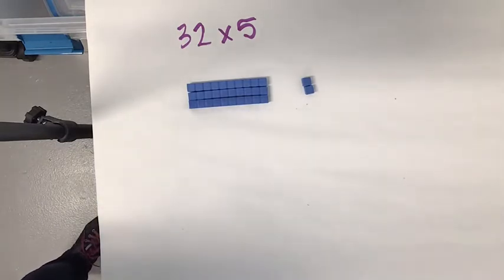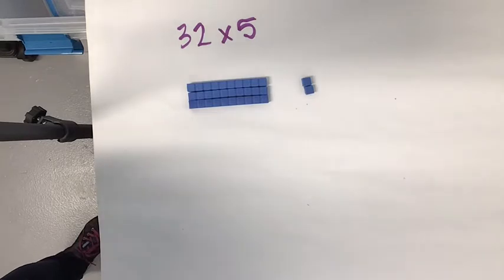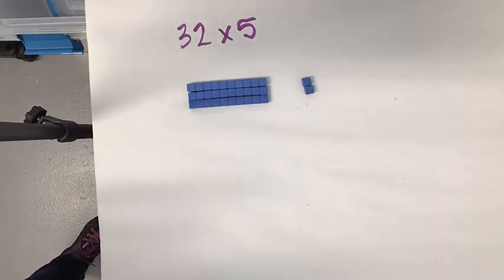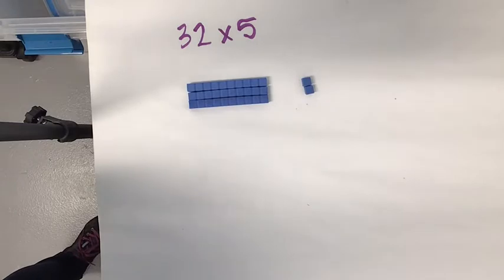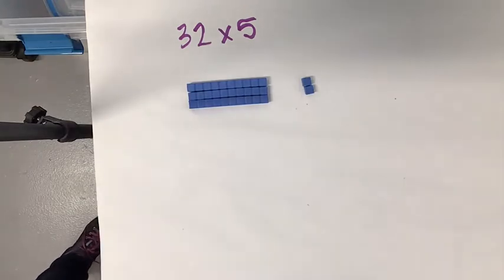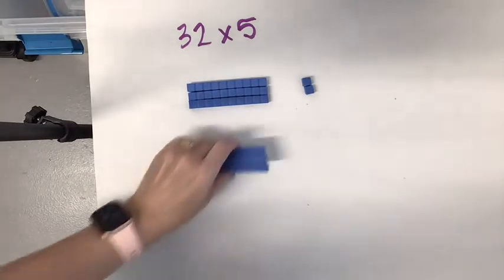So I started by building 32, and I need 5 groups of 32. So I need you to remember that when second graders move to third grade, all they've talked about in terms of multiplication is groups of. So they've talked about 2 groups of 4 or 3 groups of 5. They talk about it in terms of groups, not in terms of multiplication. So in this case, I could connect to their prior learning by saying, this is telling me I need 5 groups of 32. And I could have them build that.